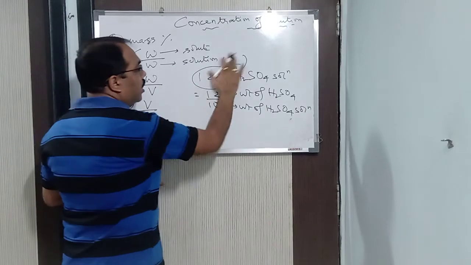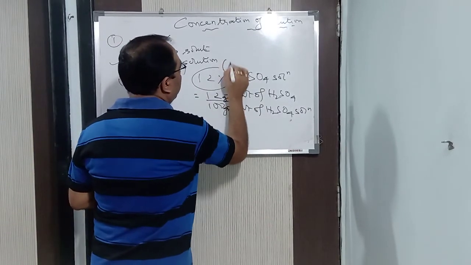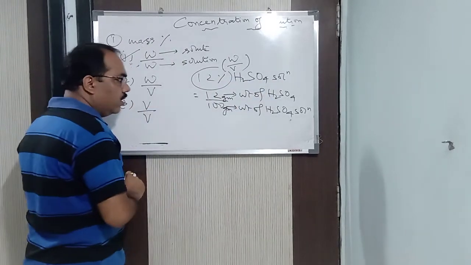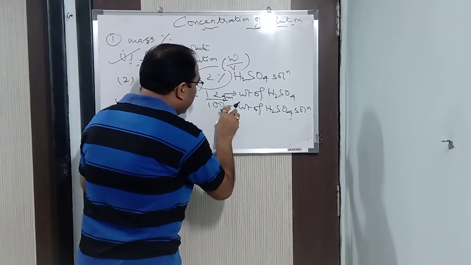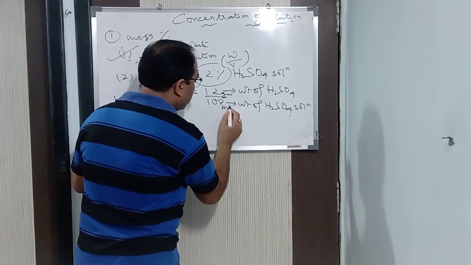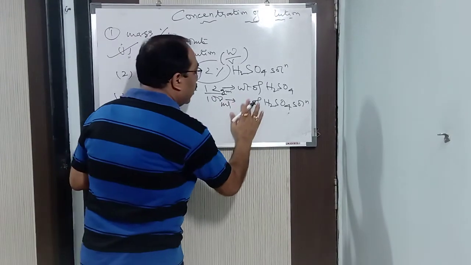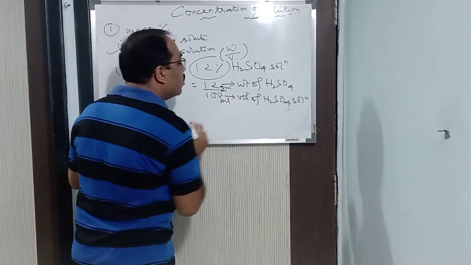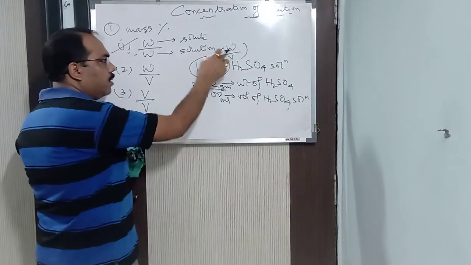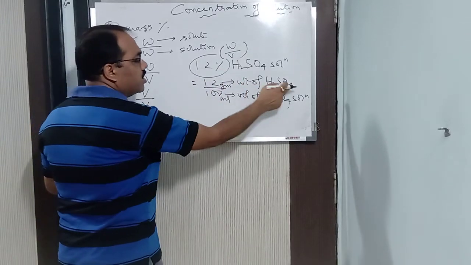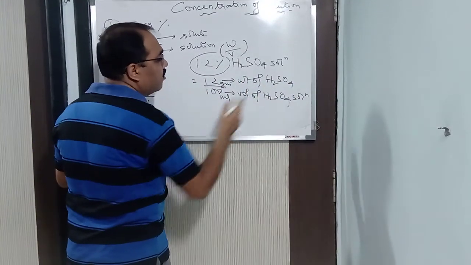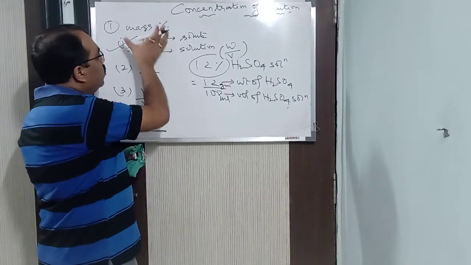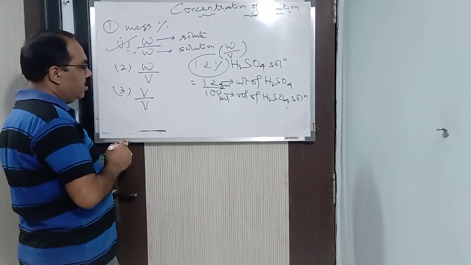Is it clear now? Now, if it is W by V, suppose I have written W by V after this: 1.2% W by V H2SO4 solution. Then very simple. Instead of gram, I will say 100 ml. This 100 ml is the volume of H2SO4 solution. W by V is given. So 1.2 gram is the weight of H2SO4 and 100 ml is the volume of H2SO4 solution. In this way, you can use the mass percentage.